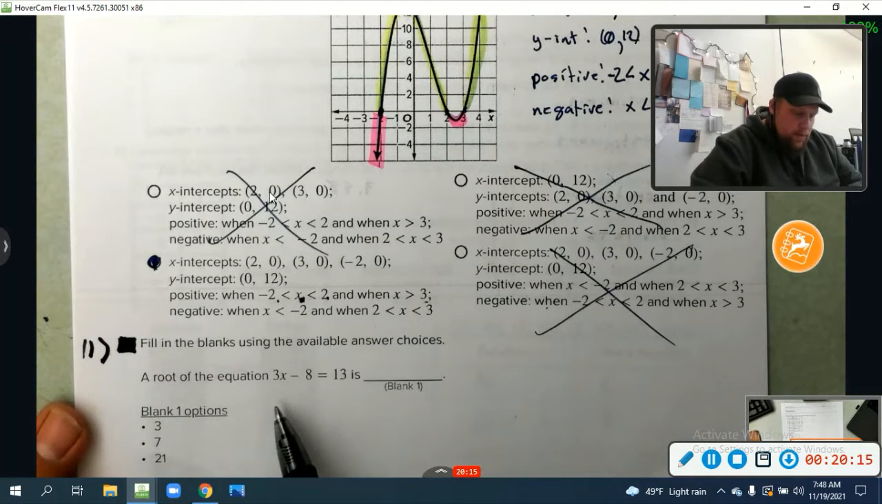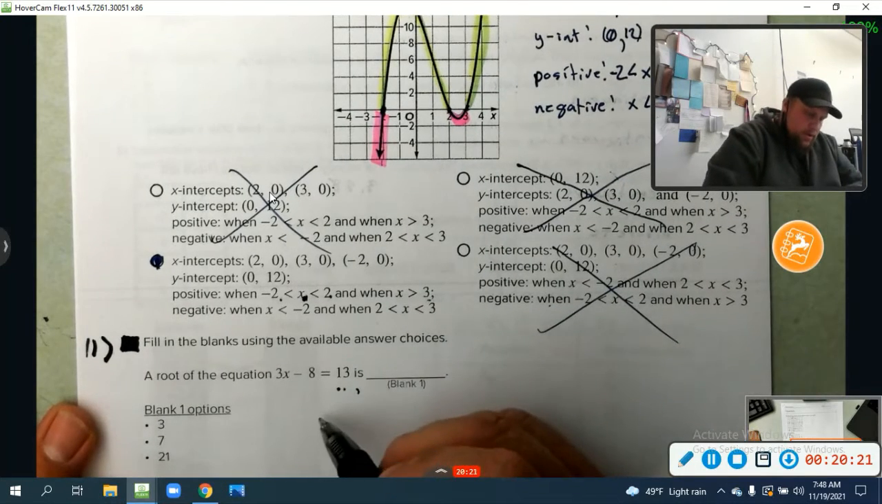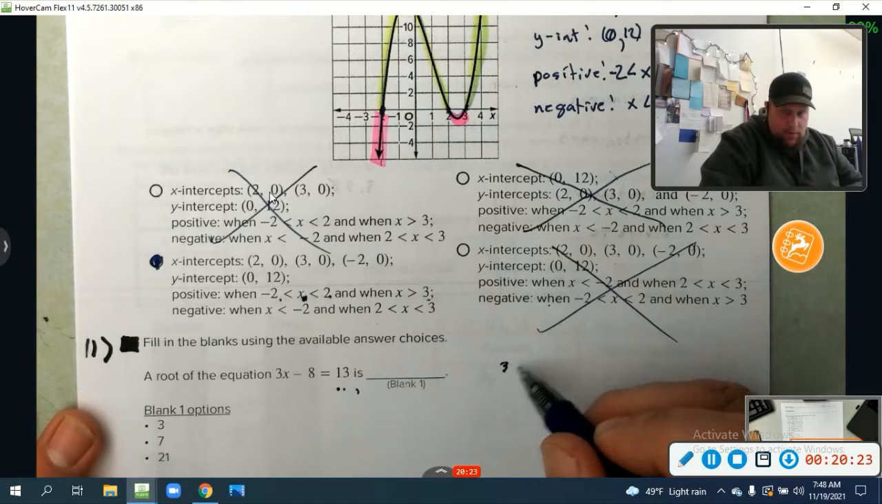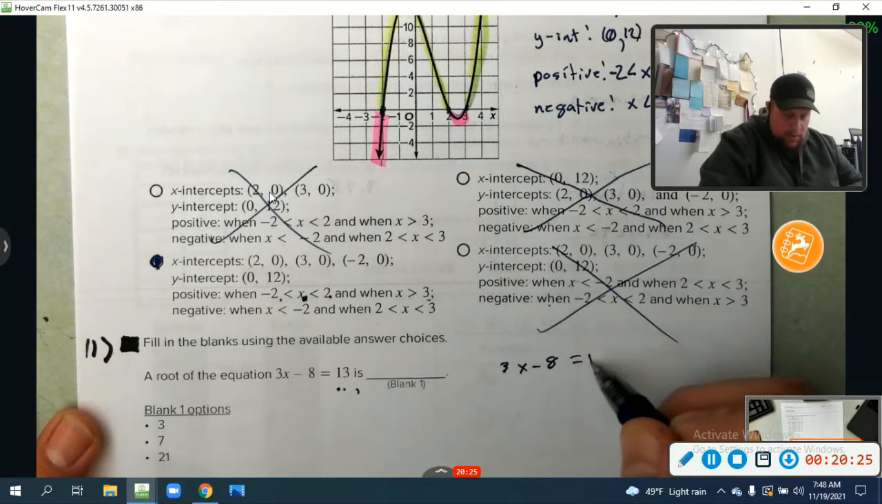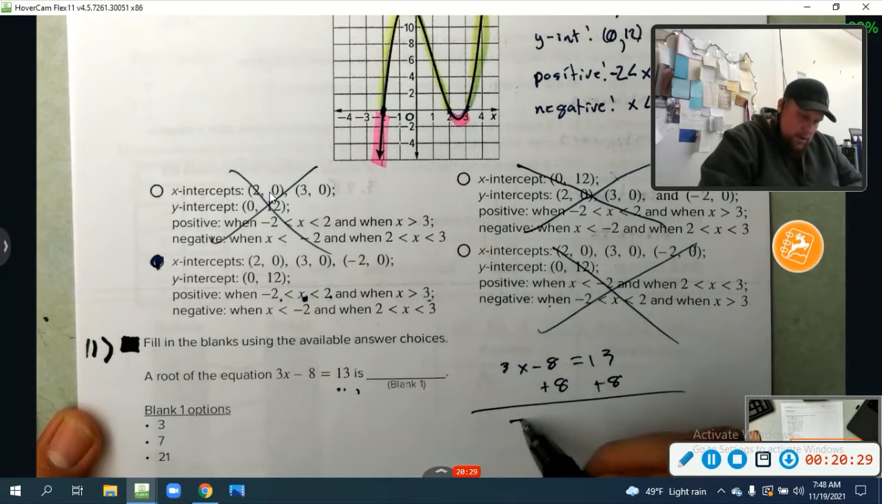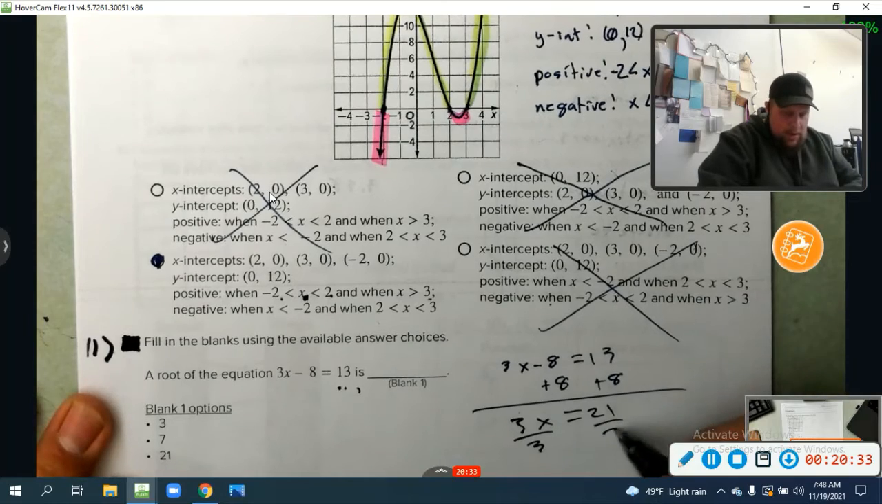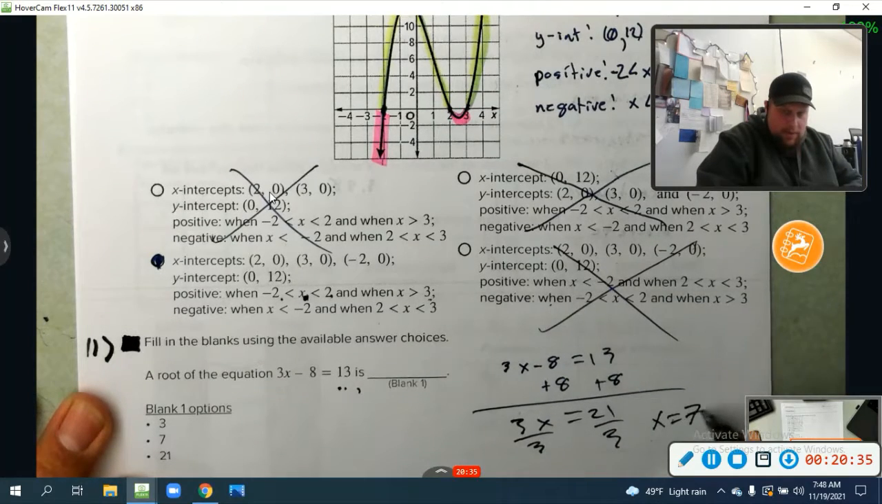A root of the equation 3x minus 8 equals 13. Well, a root just means we solve it, right? So we're going to solve 3x minus 8 equals 13. Add 8 to both sides. 3x equals 21. Divide by 3. And we get that x equals 7.